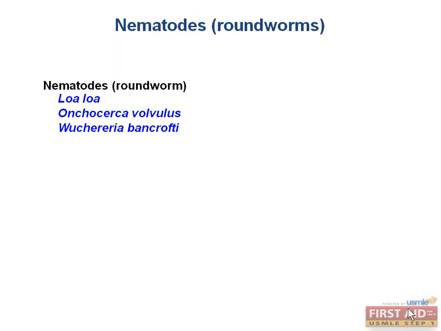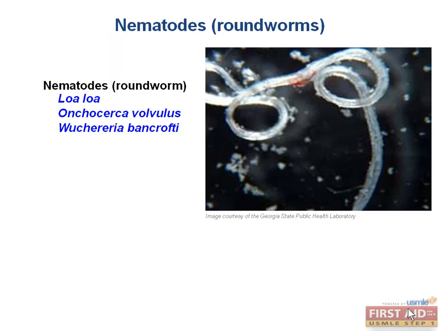These are probably a little bit less likely to show up on your exam, so we're not going to spend a whole lot of time talking about them, but I'll give you the key pointers for each one. The one thing you might see on your exam about Loa loa, seen here, is the fact that it can be found migrating through the conjunctiva. So if you see that on your test and a reference to a worm in the conjunctiva, think Loa loa.